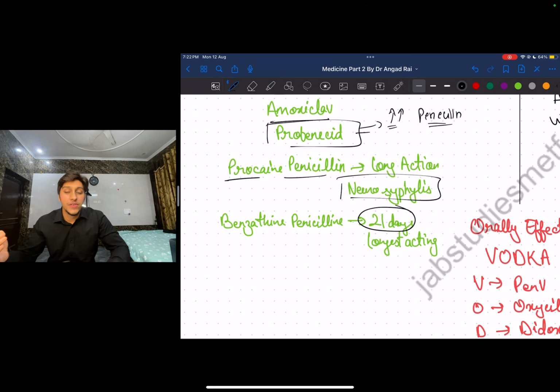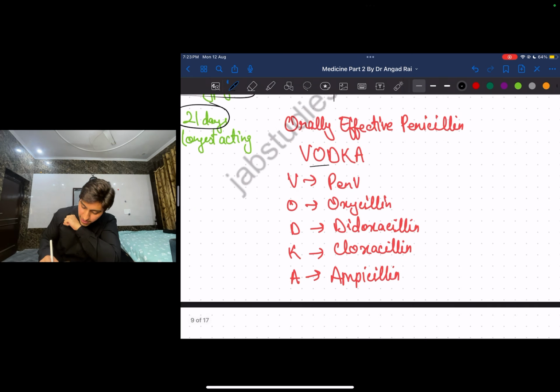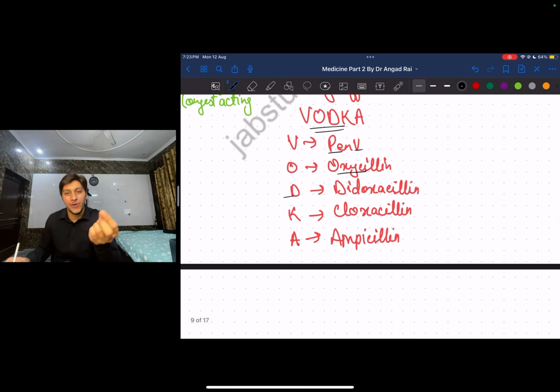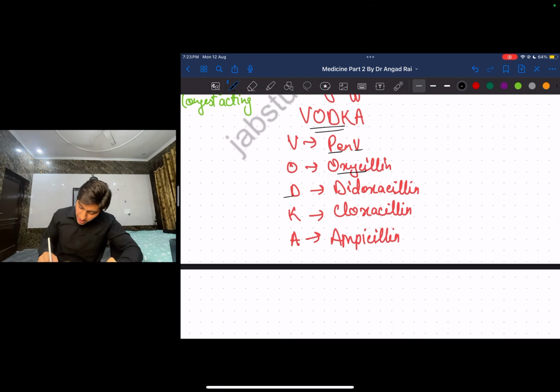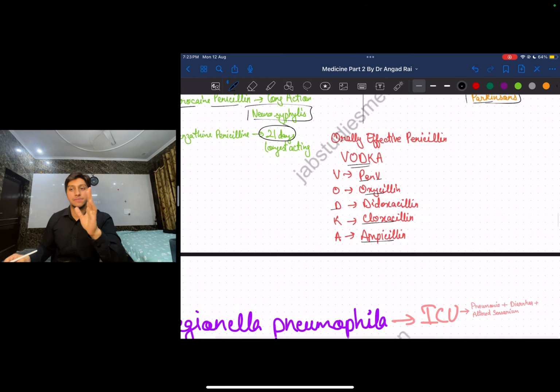Now there are oral penicillins. And how do you remember oral penicillins? Whenever you drink vodka, you drink it orally. So remember vodka. For orally effective penicillins, the mnemonic is VODKA. V stands for penicillin V. O stands for oxacillin. D stands for dicloxacillin. K and C have the same rhyming sound, so in this you have to do a bit of jugaad, okay? That is going to be cloxacillin. Cloxacillin, remember K, and then ampicillin and amoxicillin will be A. So these are all oral penicillins, okay? It has been asked in previous year questions, so make sure you know this as well.